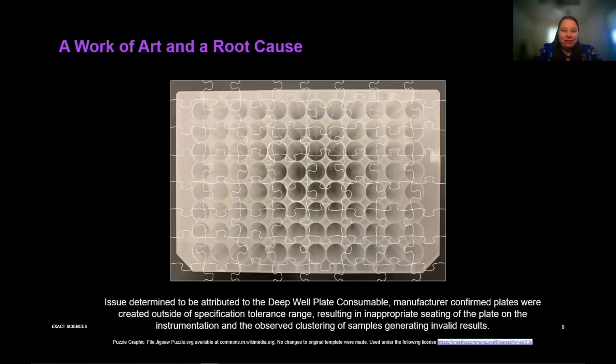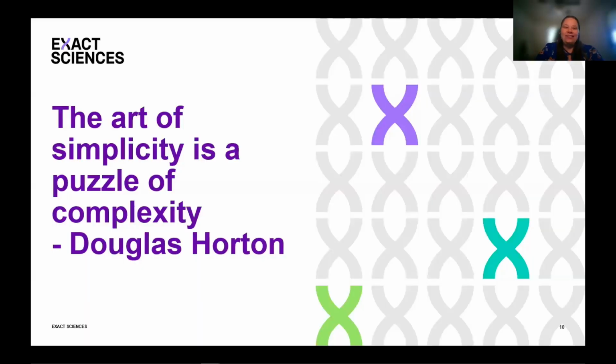So the manufacturer then subsequently confirmed that the plates that we had acquired and kept as part of this investigation were actually outside of the specification tolerance ranges as defined by the supplier, which in the hands of our laboratory partners resulted in inappropriate seating of the plate on the instrumentation, thus the observed clustering of the samples generating the invalid results. So as a whole, of course, the art of simplicity is a puzzle of complexity. And that's exactly what we saw in this very specific situation.